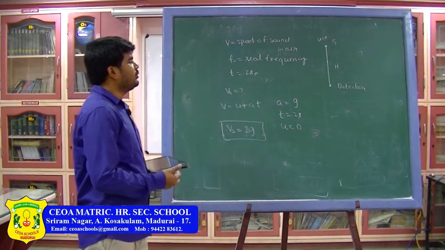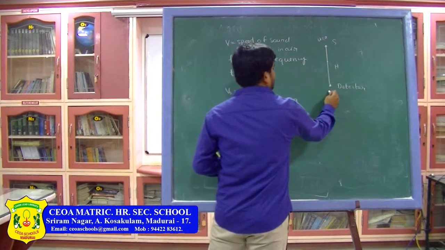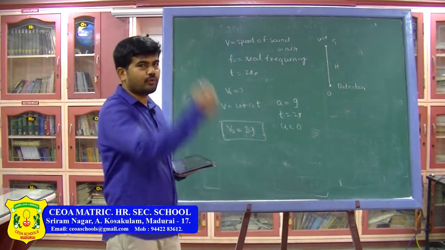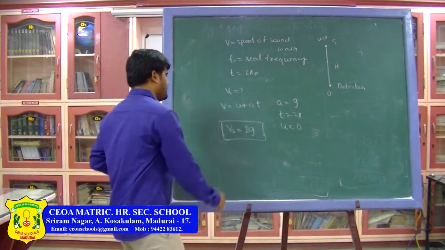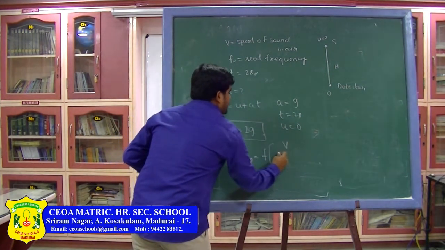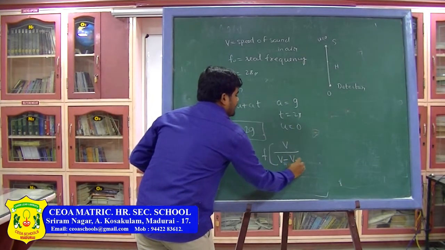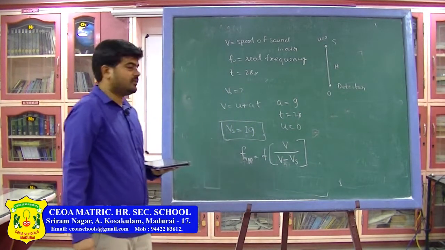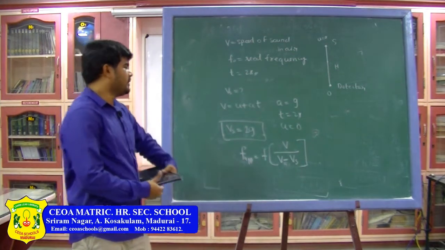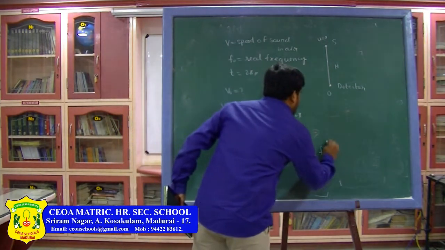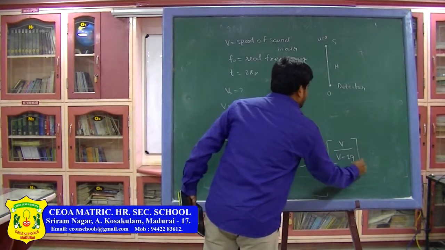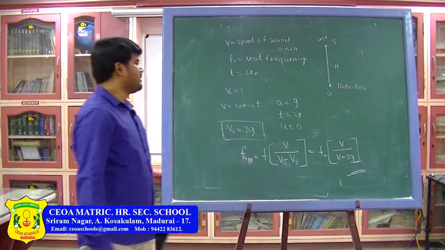Now as the source is moving towards a stationary observer, remember the detector is nothing but the observer in this case. So the observer is at rest, source is moving towards the observer. So the apparent frequency in this case, f apparent is equal to f into V divided by, as the source is moving towards the observer, V minus Vs. Now substituting the values, you will get the expression for apparent frequency received by the detector, that is f naught into V divided by V minus 2g. This is the expression for apparent frequency received by the detector.